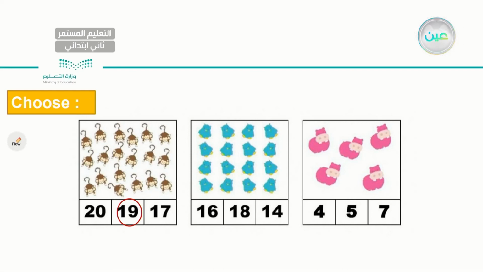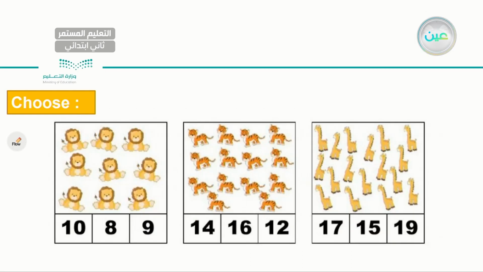How many toys do we have here? How many? Go ahead and count. I have 16. Very good. 16. And for the last one, how many hippo do we have? I have 5 hippos. Very good, my dear student.